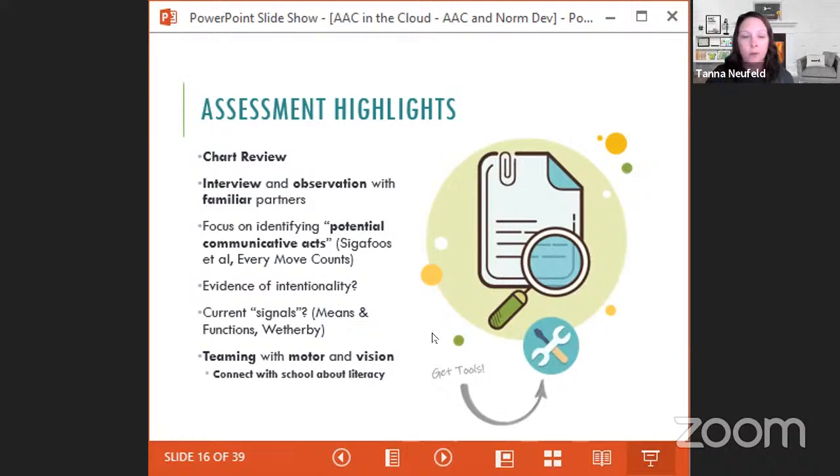And again, I have a full training on AAC assessment. I don't have time to go into all of the tools and tricks I use, but I wanted to hit some broad strokes for these types of early communicators. My go-to is a chart review. I can learn so much from a chart, right? We just talked about 2 clients, and I bet some of you in the audience are already thinking about what your assessment would look like based on just that short snippet of information.